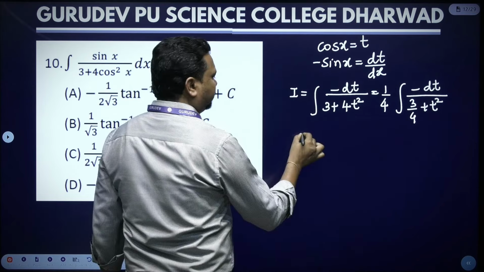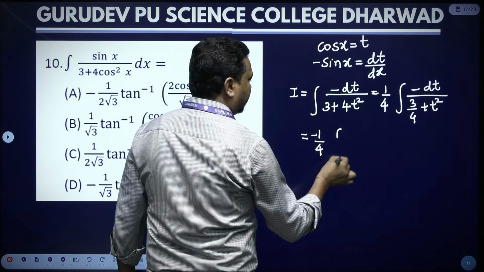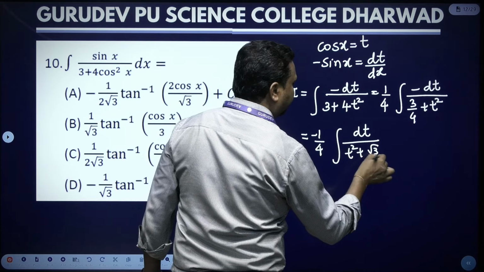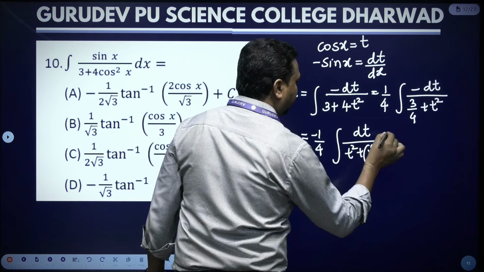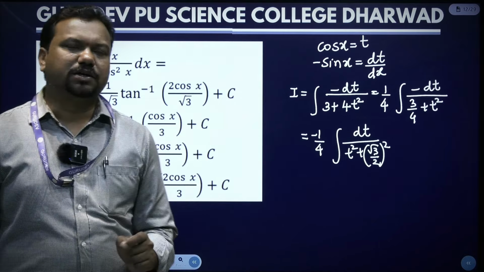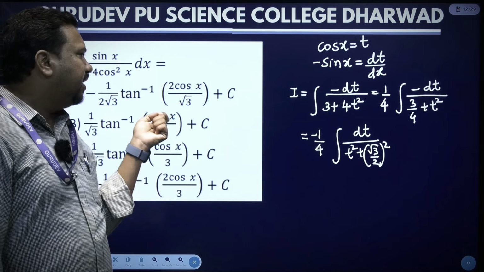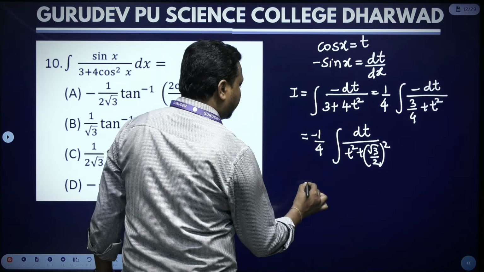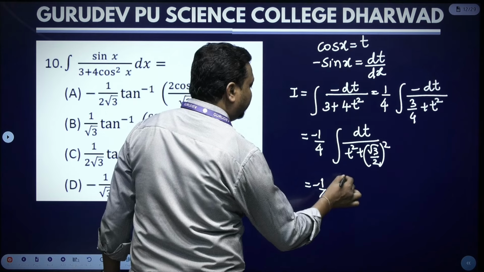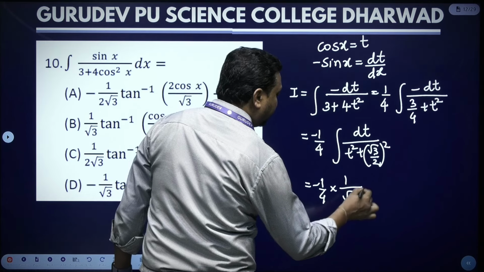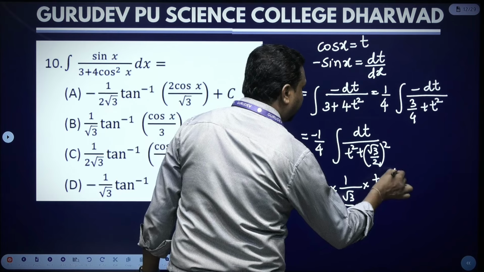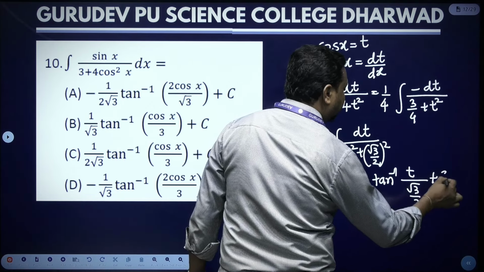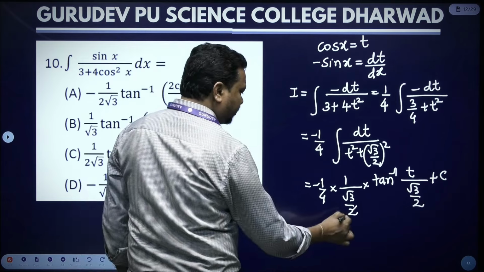You can take the minus outside. Taking minus outside, it becomes minus 1 by 4. Writing the terms in standard form, it is t square plus root 3 by 2 whole square. Correct. Which is exactly following the integration of 1 divided by x square plus a square, which is tan inverse, isn't it? Therefore, what is my answer? Minus 1 by 4 into 1 by a into tan inverse of x by a plus c. Therefore, the 2s get cancelled.